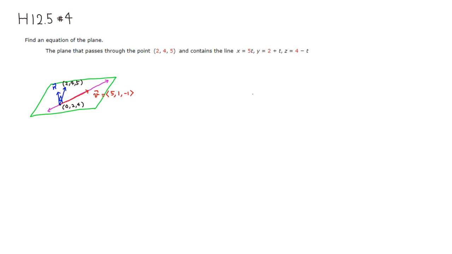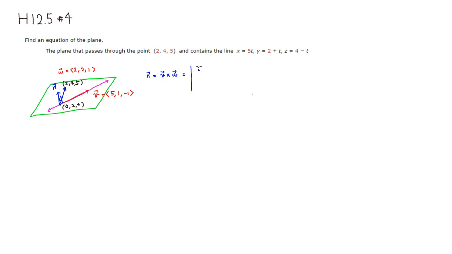So we have to find the other vector too. I'm going to call it vector w. We can just do 2 minus 0 is 2, 4 minus 2 is 2, and 5 minus 4 is 1. So we can just take the cross product between vector v and vector w. That's going to be our normal vector. Let's go ahead and do that.